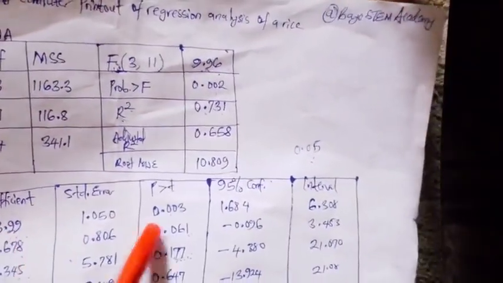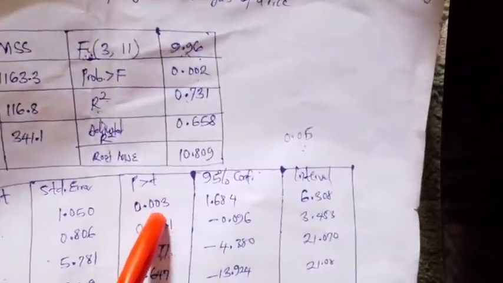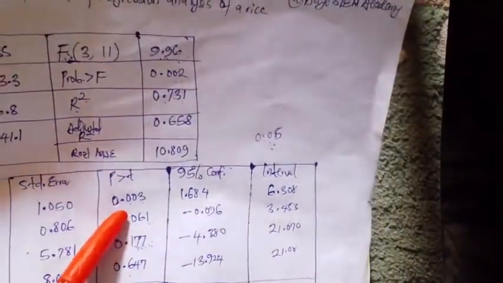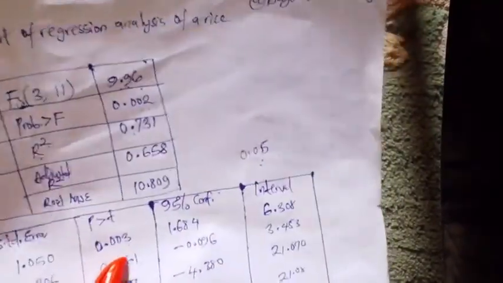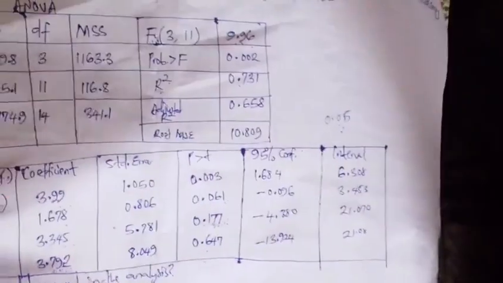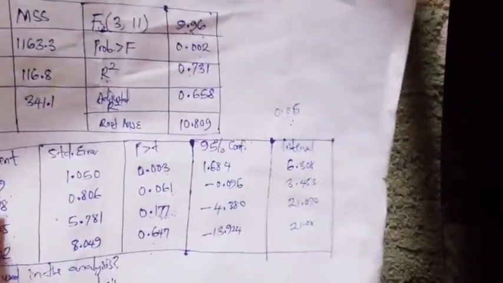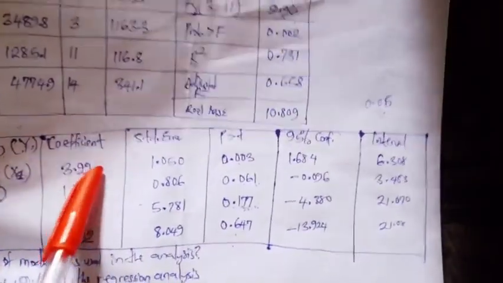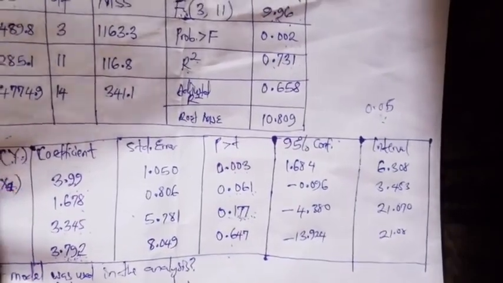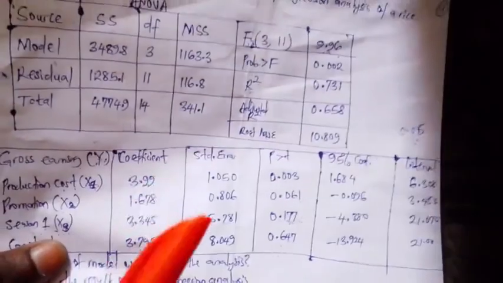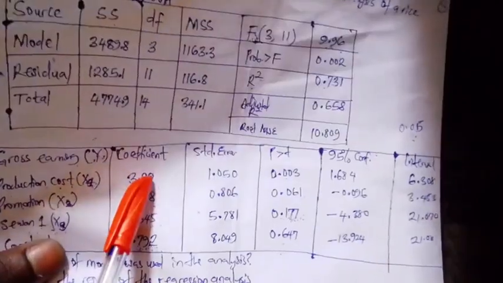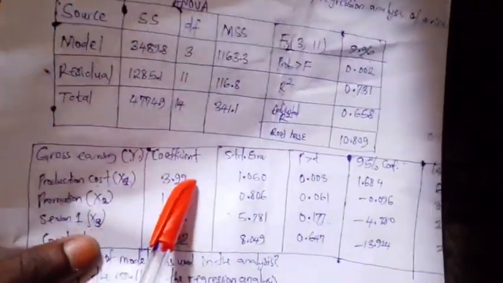Let's check the p-value, 0.003. This is also less than 0.05, so this is significant, right? Coefficient is significant. Since the p-value is less than 0.05, it is significant. So production cost is significant. And for every 3.99 means for every 1 unit increase in production cost, gross earning increases by 3.99 units. Is that understood? Okay.